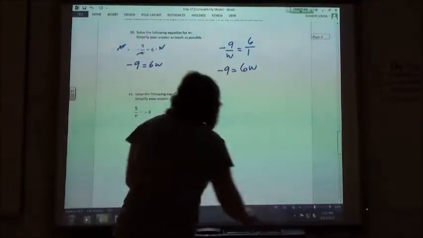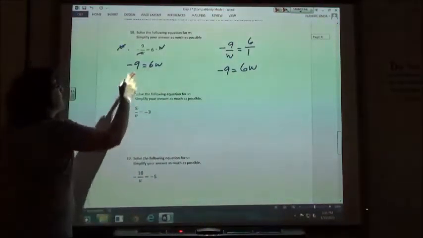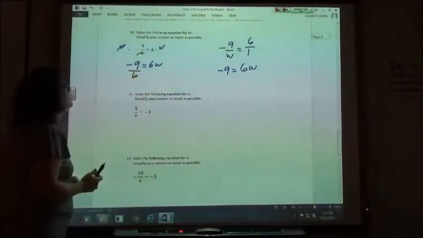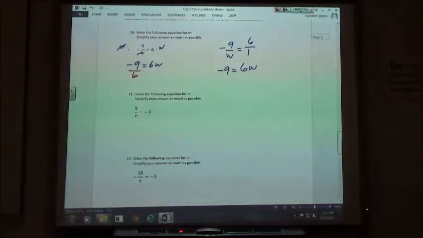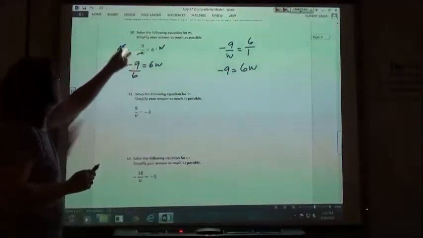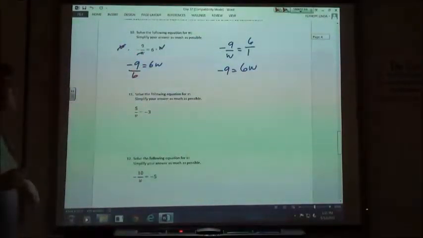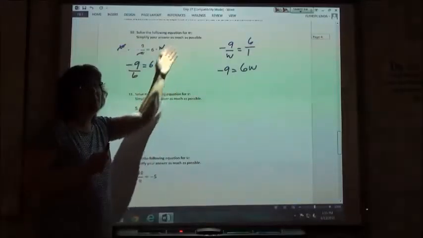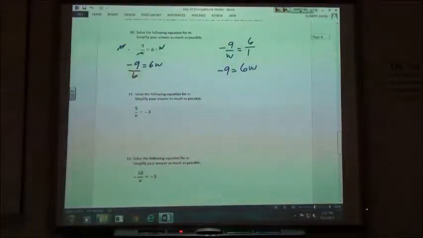I still have to finish it, so I'm going to divide by my 6. How come mine has a V? Probably because there was a typo and then I fixed it. Oh. After I looked at it, I went, oh, wait a minute. Solve for w. One had a w and one had a v, and I went, oh. The typist sometimes likes to just copy and paste and forgot to change something.